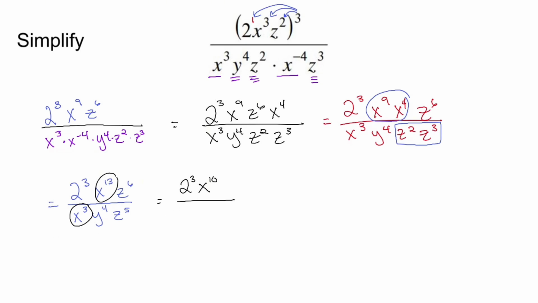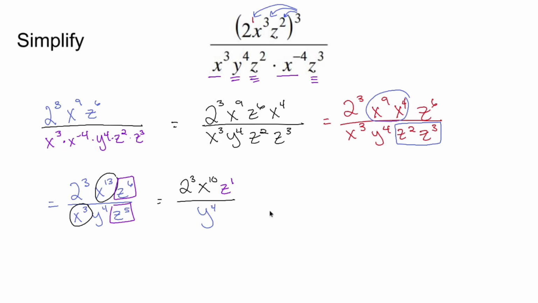Okay? Similarly, I have z to the 6th power up here and z to the 5th power in the denominator. 6 is barely more powerful than 5, so leave z up there, and 6 minus 5 is invisible 1. Now you just have this y kind of living down here all by itself, so leave it.